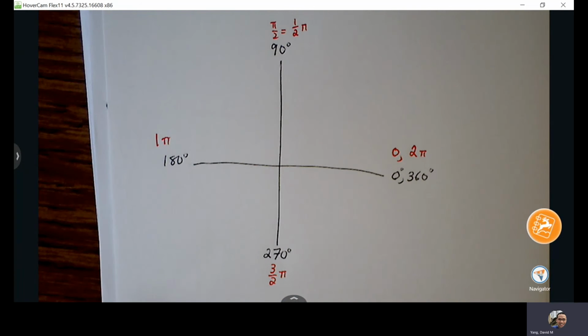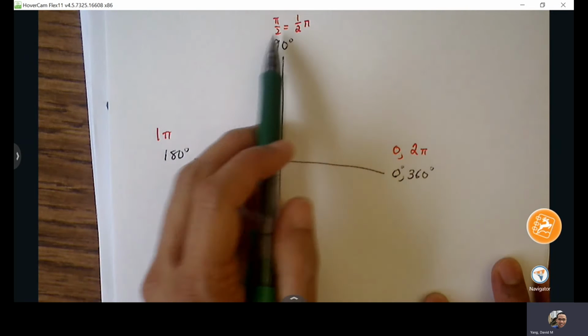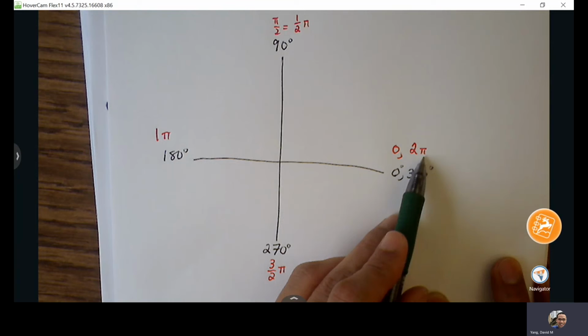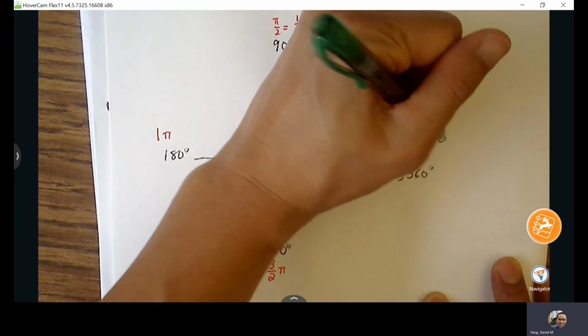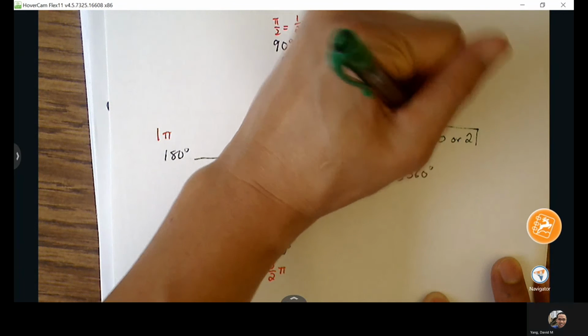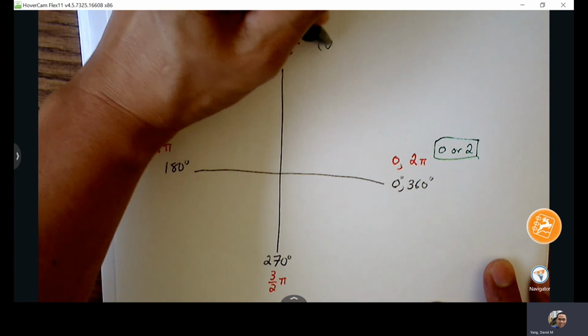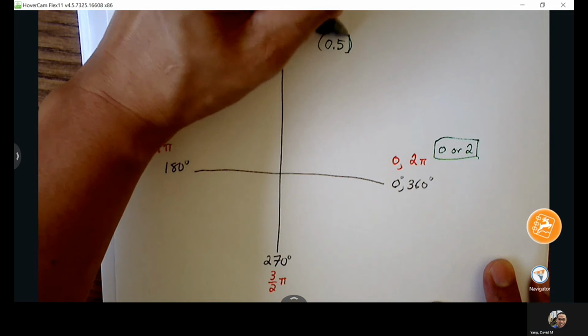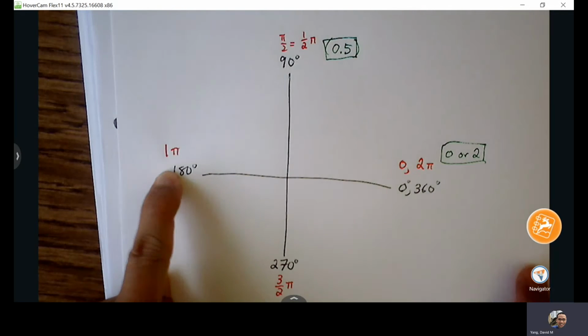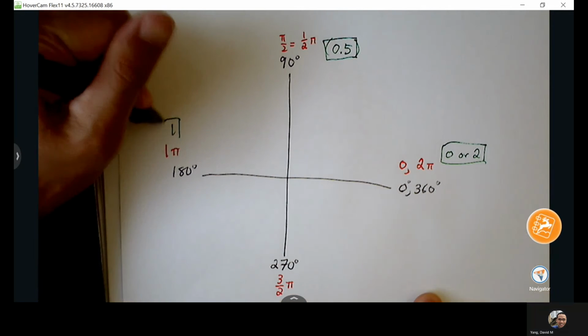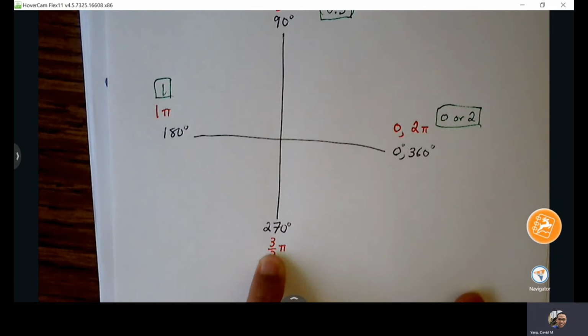Now, don't worry about the pi. I want you to just look at the fraction or the number in front of the pi. This is either 0 or 2, right? This is 0.5. 1/2 is 0.5. This is 1. And 3 over 2 is 1.5.